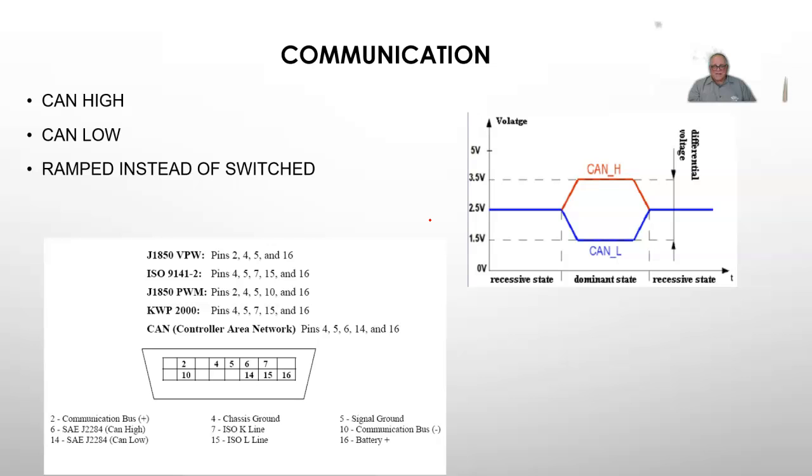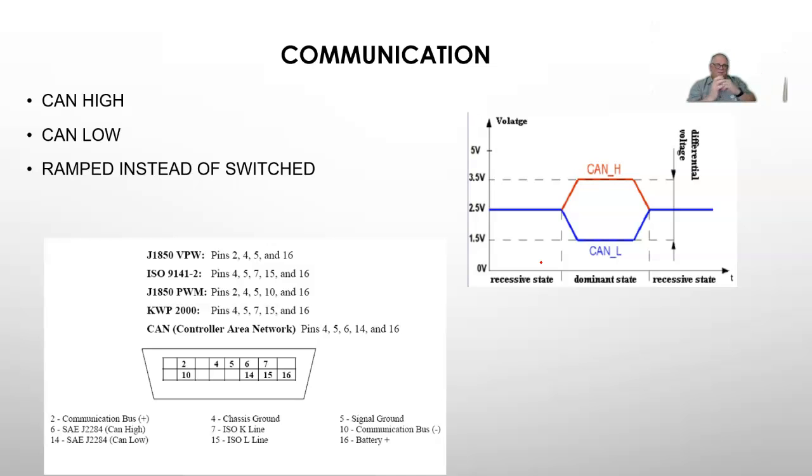Here's what makes CAN so good. They're using 2 wires. This shows they're both at 2.5. There's actually a little bit of voltage difference between these two. With the CAN high, it's going to go from about 2.5 up to 3.5 volts. The other communications were using like 3.3 volts or 3 volts or some other voltage, and it's going from 0 volts to 3.3 volts, which means you have no magnetic field.